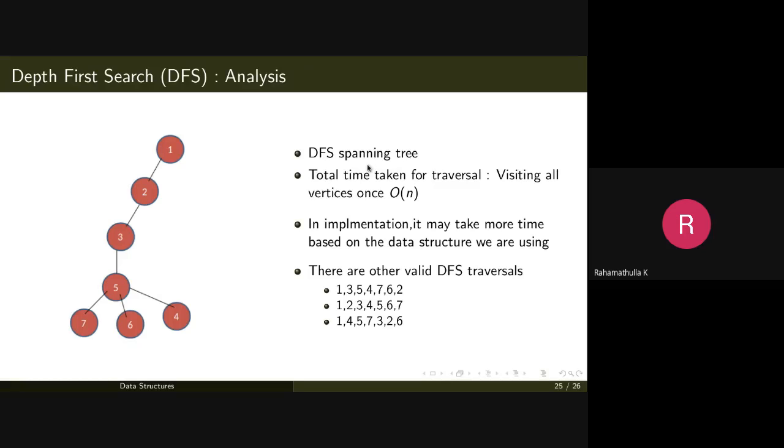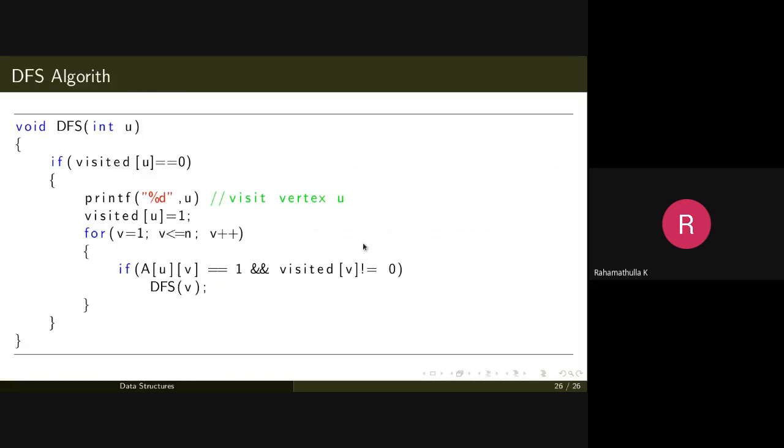The analytical time taken for a DFS traversal is order of n. We need to visit all the vertices once. That's it, isn't it? So the number of vertices, that's the total time taken. But in the case of real implementation, it may take more time, because if you are using adjacency matrix representation for your graph, then it may take order of n square. If you are using adjacency list representation, it may take order of n plus e. So this is just analytical time, and in implementation it may take more time.